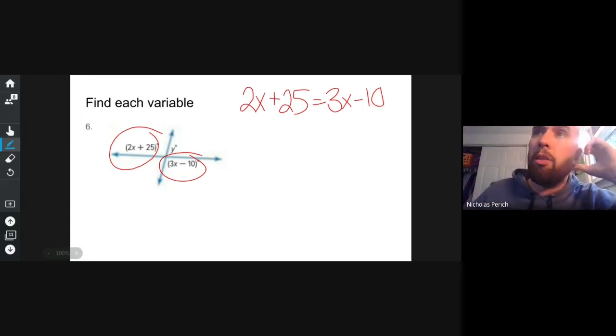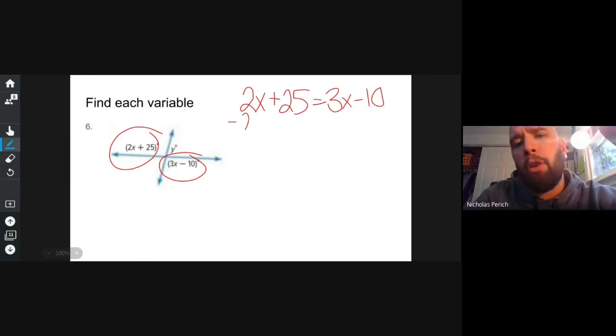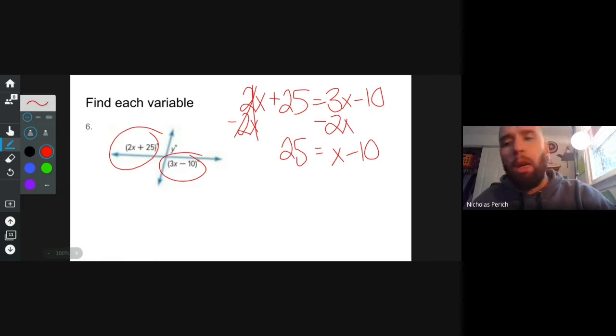I could add 10. Let's save that, though. That's not wrong. I just want to wait until the end to do that. I will add 10 eventually. Let's just put it that way. From both sides? Yeah, I'd rather do that first. Subtract 2X. Subtract 2X. That gives me 25 equals 1X minus 10.